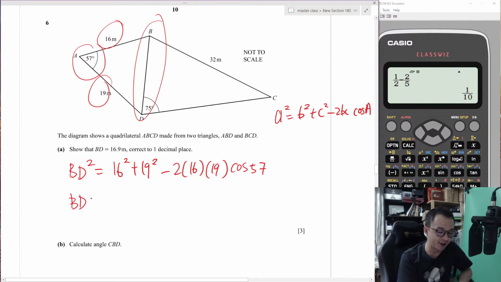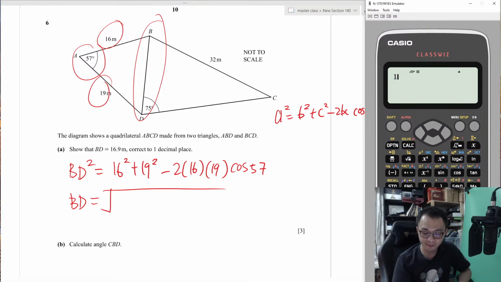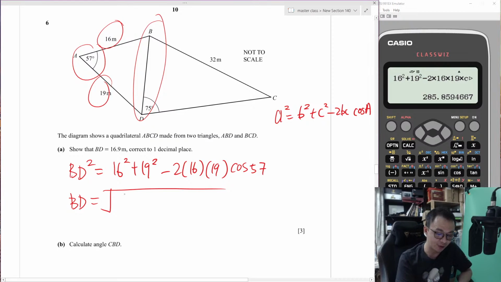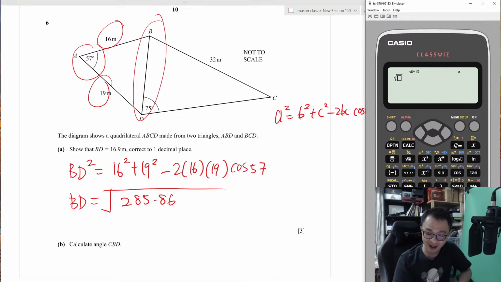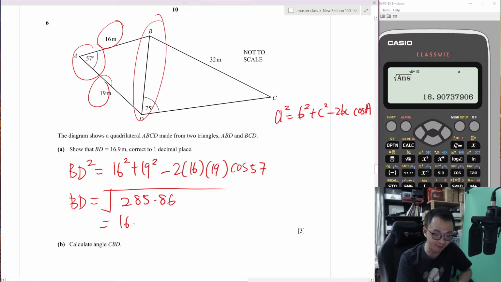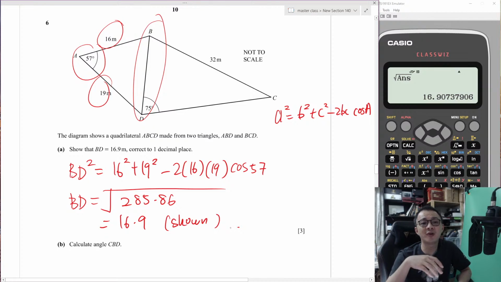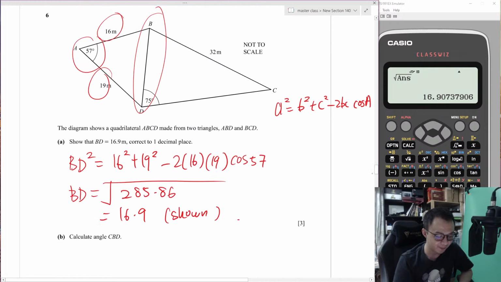Alright, I want to get my BD. I will just square root the whole thing here. 16 square plus 19 square minus 2 times 16 times 19 multiply cos 57. So 285.86. Square root my answer. I will get 16.9 shown. Right, if you have no idea how to use the cosine rule, you can just go to check it out. Yeah, online have a lot of video for this one.